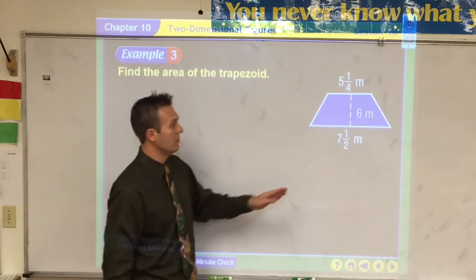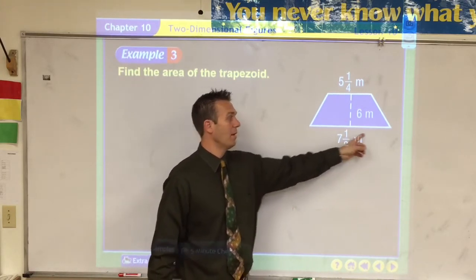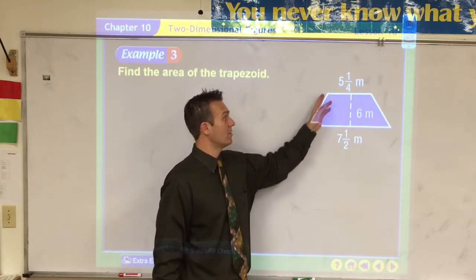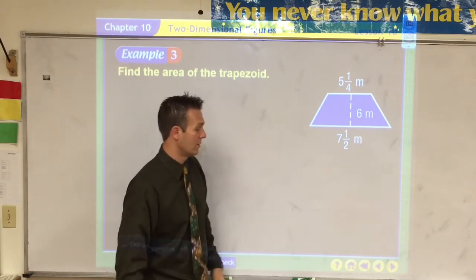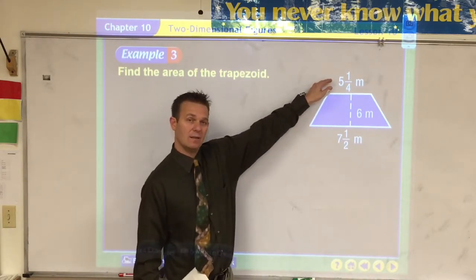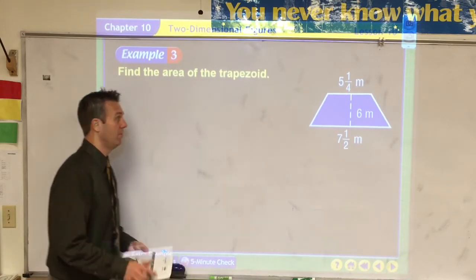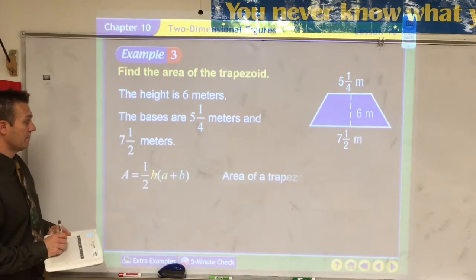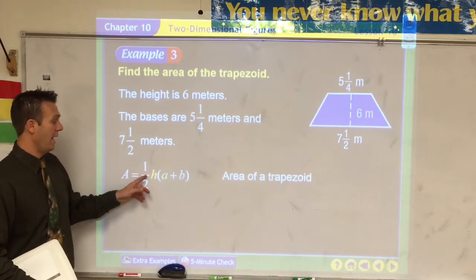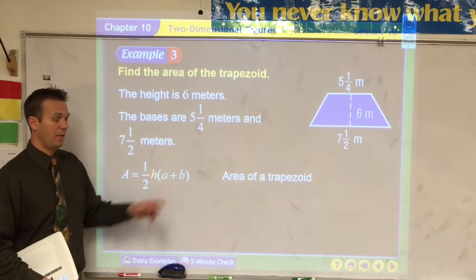You'll notice on the trapezoid we have the height, so that's going to be simple. But we have a bottom number, which is 7.5, and we have a top number, which is 5 1/4. The 5 1/4 is going to be considered your A, and the 7 1/2 is going to be considered your B. And here's the formula, and this is the way it looks. It is 1/2 H, which is the height, and times A plus B. Okay?